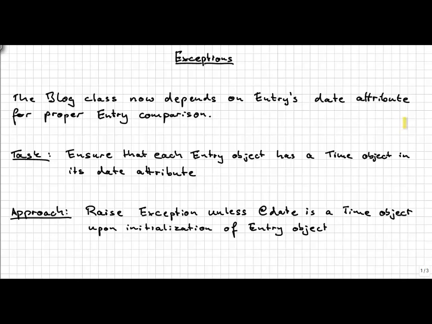depends on the date attribute, because otherwise we couldn't compare two entries properly if we couldn't rely on the date attribute being initialized with a proper date. And so what we want to ensure now is that each entry object has a valid date and time object in its date attribute. And the approach we take is to raise an exception unless at date, so the instance variable date, is a time object upon initialization of the entry object.